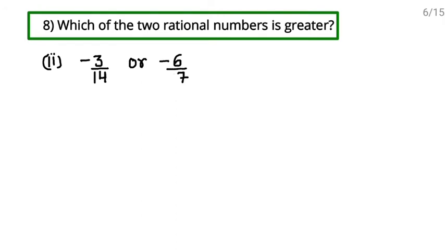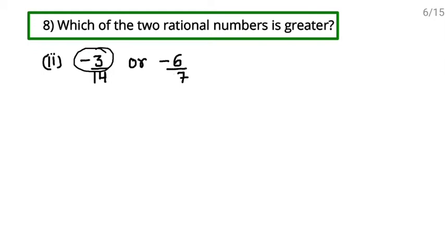Next question, question number 8. Which of the two rational numbers is greater? As I have explained to you in the introduction video, we have two methods to compare. First, the cross multiplication method, which I am using here, and second is making their denominators the same. For more than two numbers, we will use the LCM method. Otherwise, we will use the cross multiplication method, right?